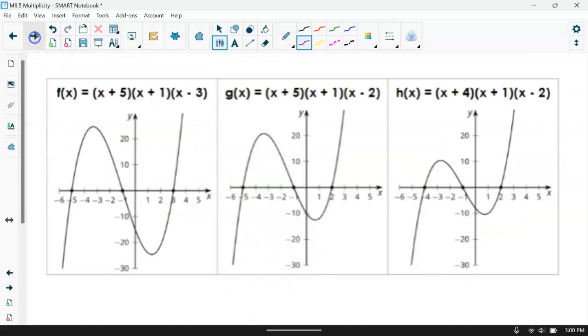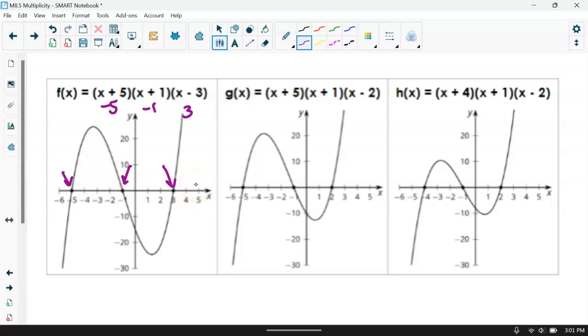So now here, again, this is going back to our factored form. Notice here, x plus 5 times x plus 1 times x minus 3. Notice what the zeros of your function are: -5, -1, and +3. So that is our zeros.